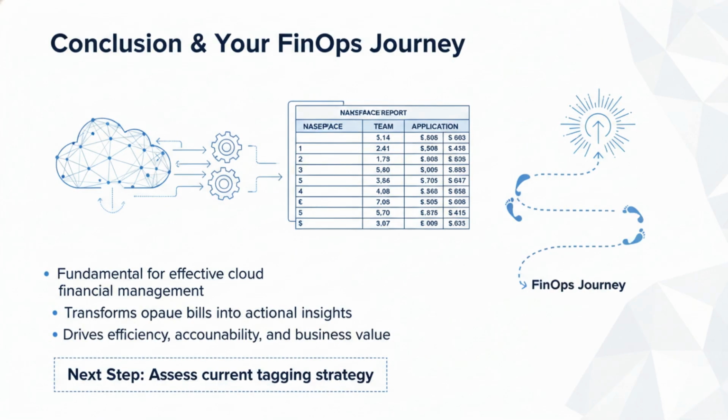In conclusion, FinOps strategy number 1, granular cost reporting by namespace, team, and application, is not just a nice-to-have, it's a fundamental requirement for effective cloud financial management. It transforms opaque cloud bills into transparent, actionable insights, empowering every stakeholder to make better decisions. By adopting this strategy, you lay the groundwork for a mature FinOps practice that drives efficiency, accountability, and ultimately greater business value from your cloud investments.